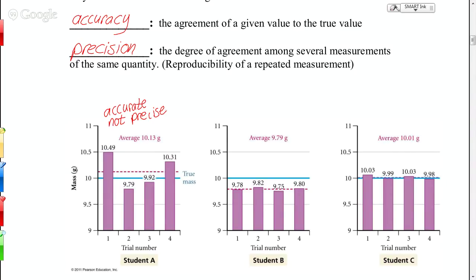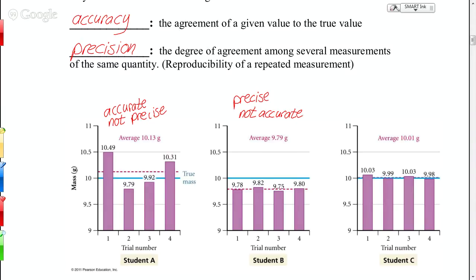B, the next one. So this one is precise, not accurate. This person is getting really nice reproducible data over and over again. They're getting really, really close, but they're always off by about the same amount from the accepted value. And that's called systematic error. So maybe they're doing something a little bit wrong, but they're doing it the same way every single time.